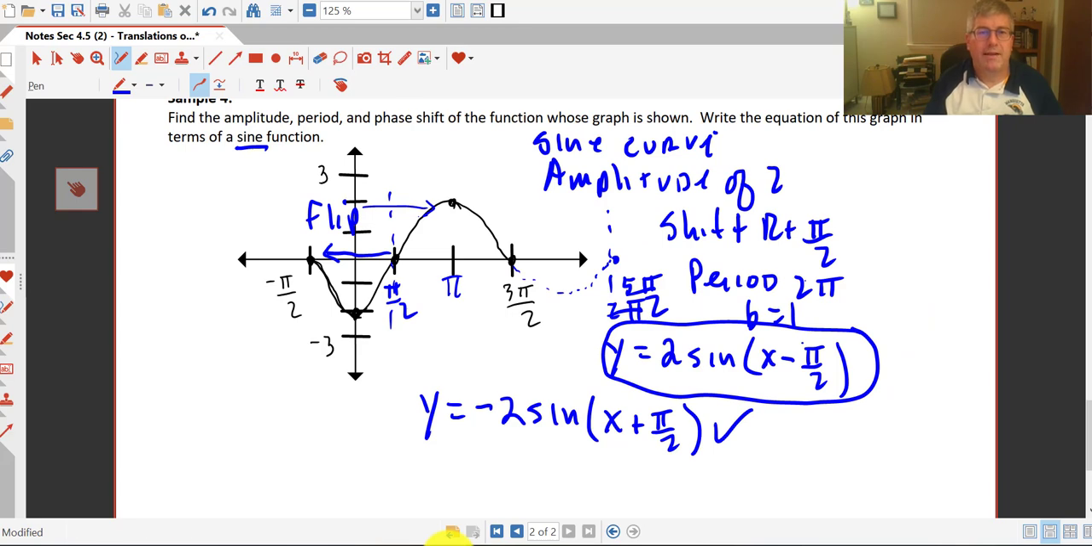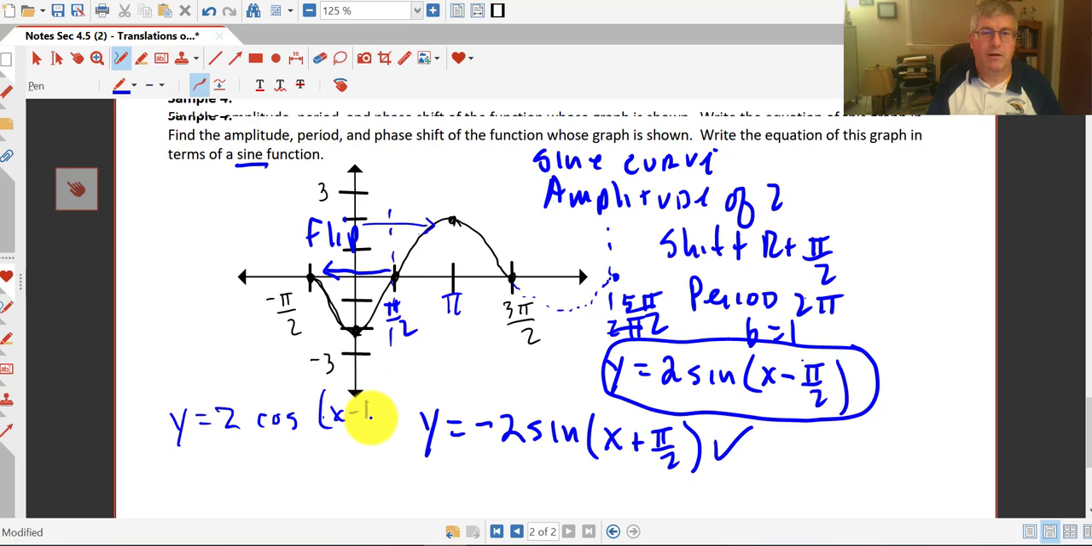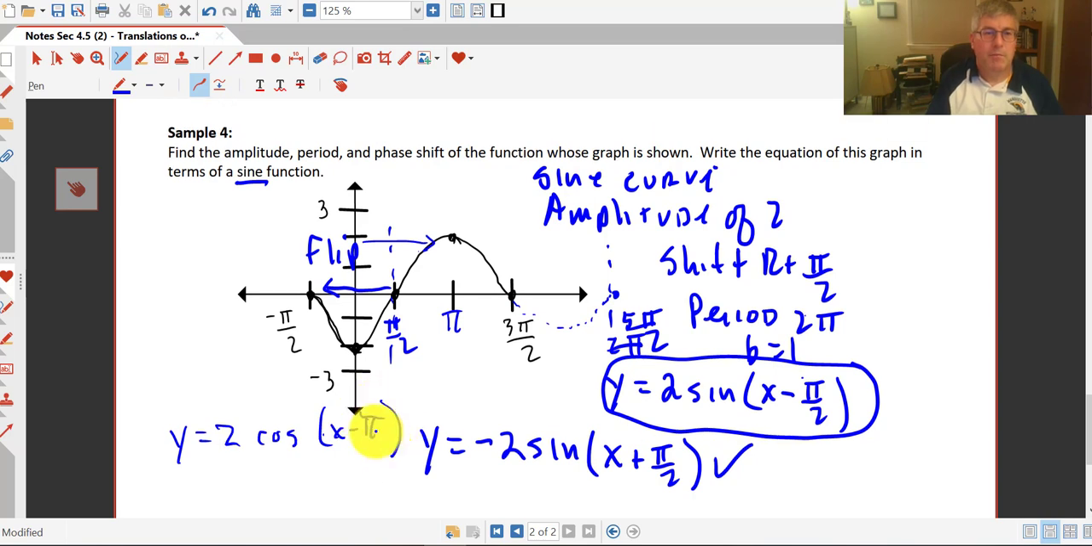So there are multiple correct answers to that question. We couldn't use y equals 2 times the cosine of x minus pi here, because they asked for it in terms of sine. So either one of these two sine curves would be a correct answer for that. And we'll get some more practice with these kinds of problems when I see you in class.